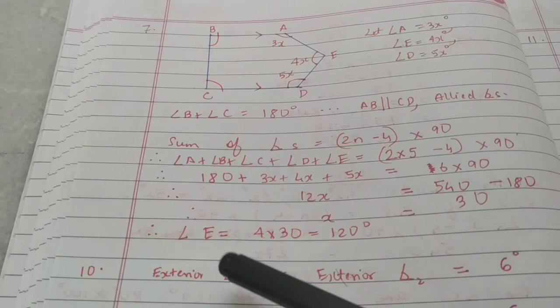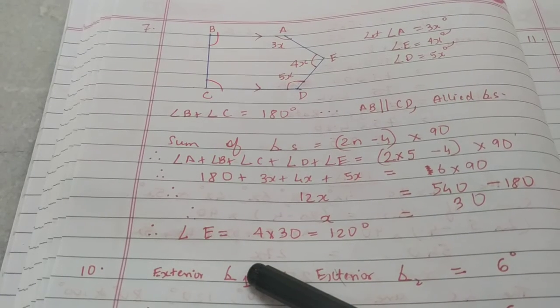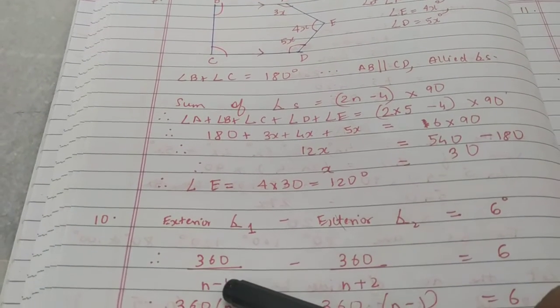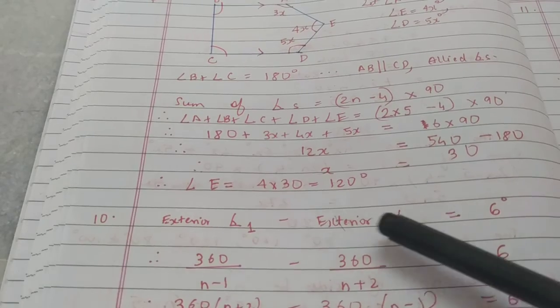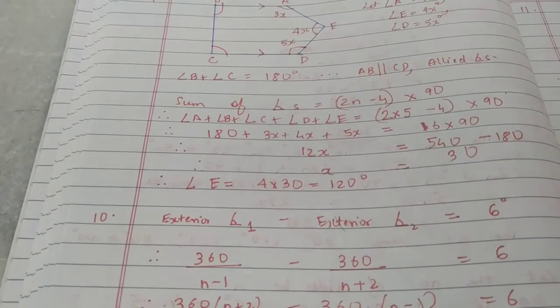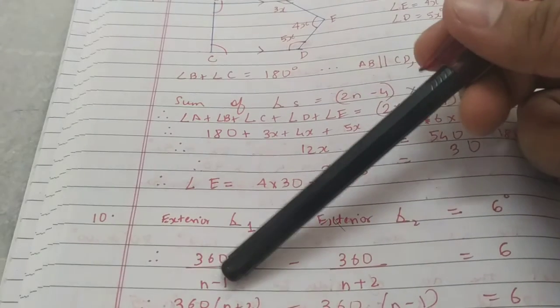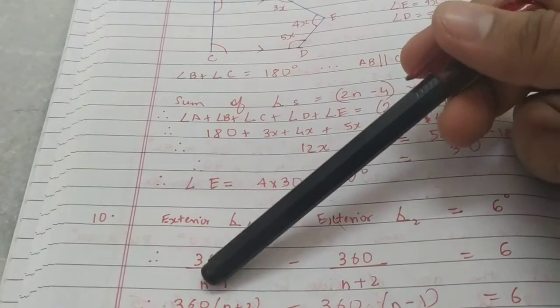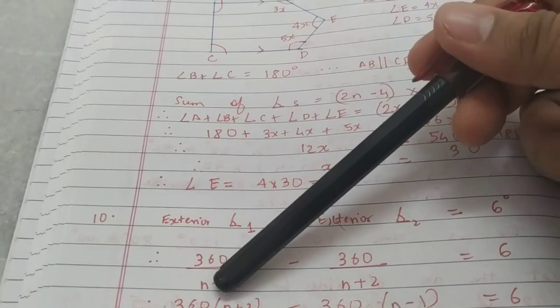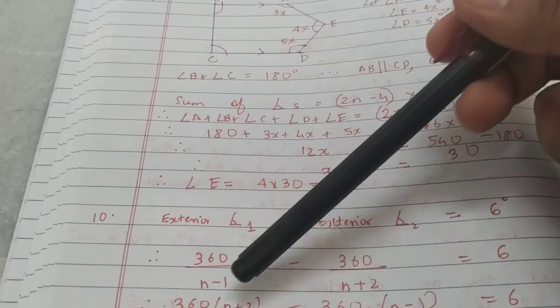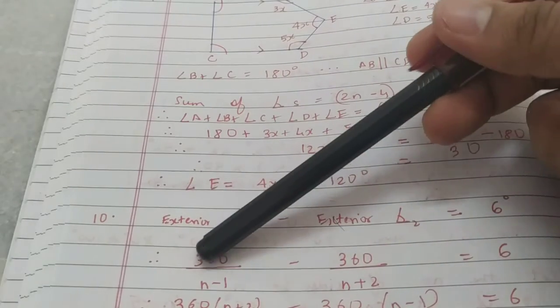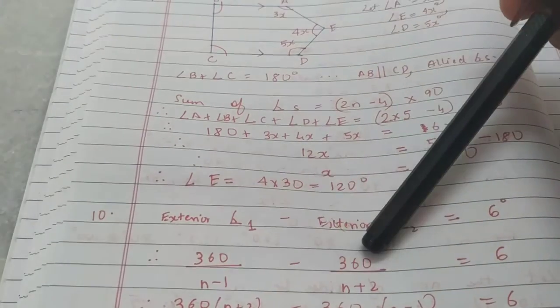How do we calculate each exterior angle of a polygon? Well, it's always 360 upon number of sides. And 360 upon number of sides. But how do we know that this is bigger than this? N minus 1 means that it's a smaller denominator. And remember that if the denominator is smaller, the fraction is bigger. So it is this minus this is equal to 6.